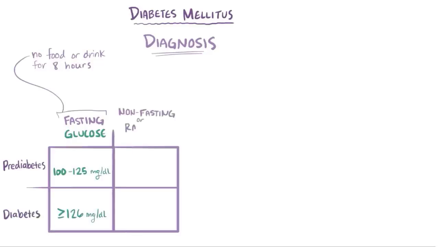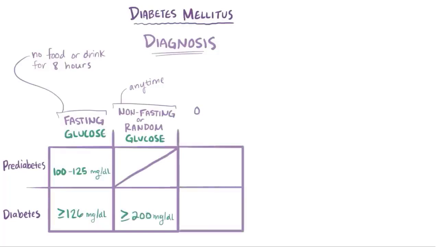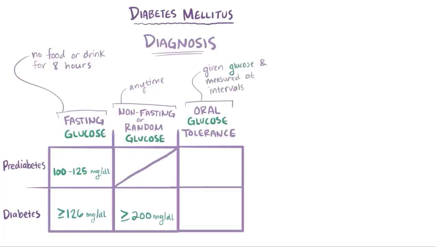A non-fasting or random glucose test can be done at any time, with 200 milligrams per deciliter or higher being a red flag for diabetes. Another test is called an oral glucose tolerance test, where a person is given glucose, and then blood samples are taken at time intervals to figure out how well it's being cleared from the blood, the most important interval being 2 hours later. Levels of 140 milligrams per deciliter to 199 milligrams per deciliter indicate prediabetes, and 200 or above indicates diabetes.